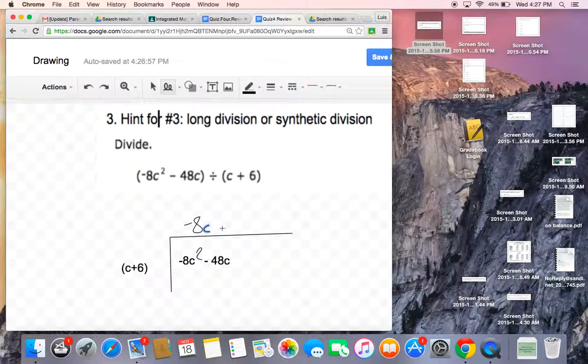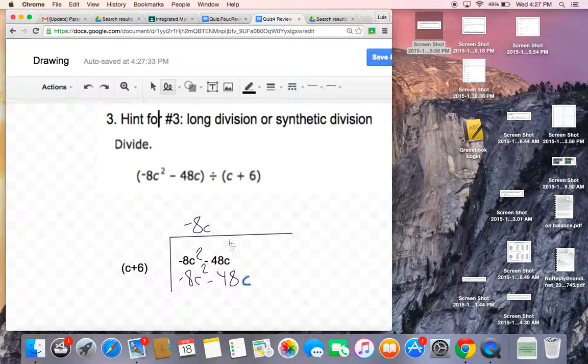Next, I'm going to multiply negative 8c times c and negative 8c times 6. So I'm going to get negative 8c to the second, and negative 8c times 6 will give me negative 48c, right?